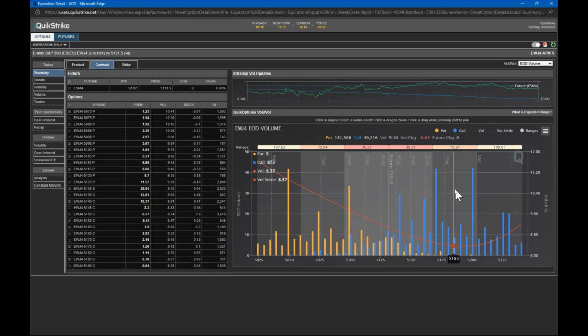And yeah, here's your high call, 5170. So we might see some activity going towards this 5170 area by Tuesday.